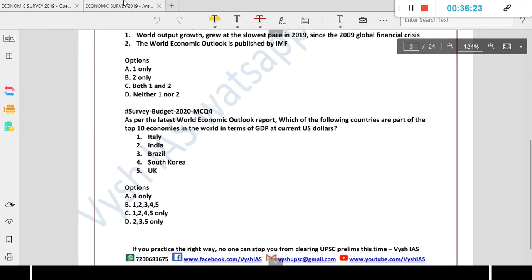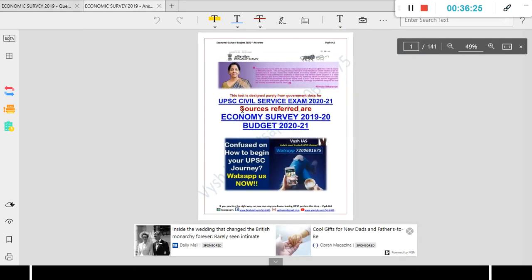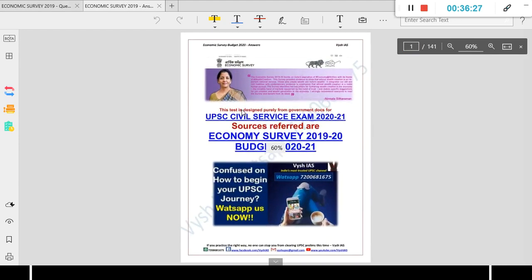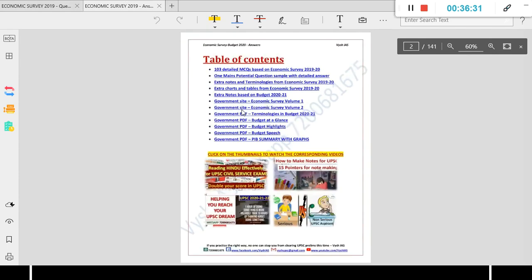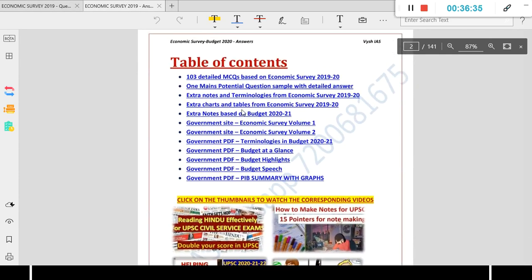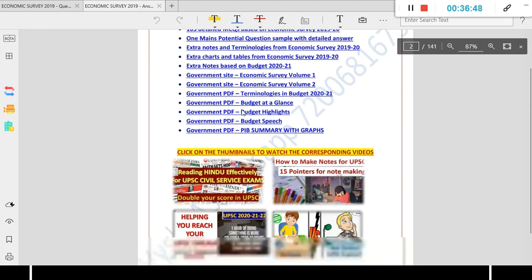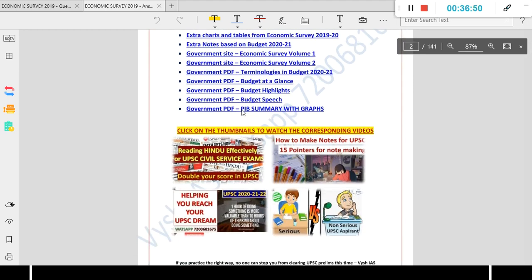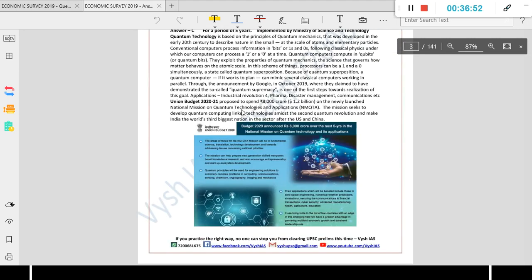Now we'll see the answer PDF. The answer PDF will look almost the same, only the questions will be included. So if you don't want to take it like a test, you can directly open it. And I put the index also here. If you see, 103 detailed MCQs, 1 mains potential question with detailed answer, extra notes on the economic survey, extra charts and tables from the economic survey, extra notes based on the budget, and all the government PDF links separately also I have put. Till now I have not shown you the budget website. I'll show you in a while.